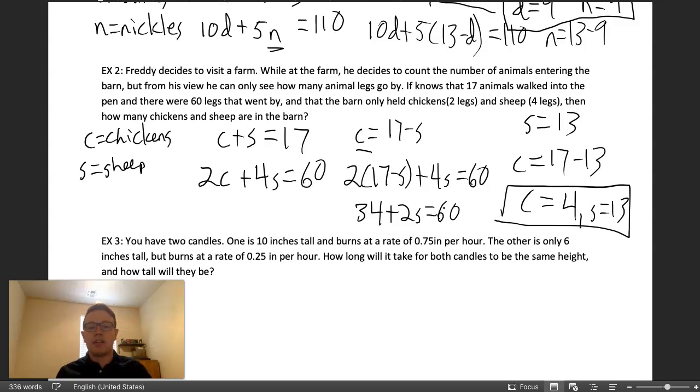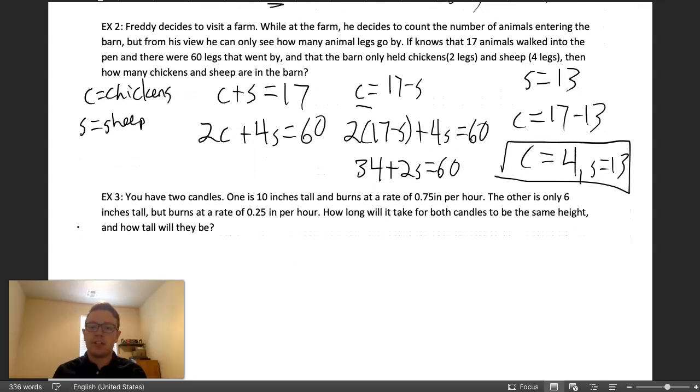Now, does this work out? We have a total of 17 animals, so that works. And do our number of legs work out? We have 4 times 13, so that's our number of legs from sheep. We have 52 legs from our sheep, and we have 8 from our chickens. So it does work out to be 60.